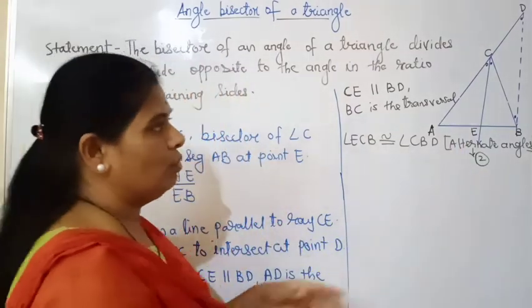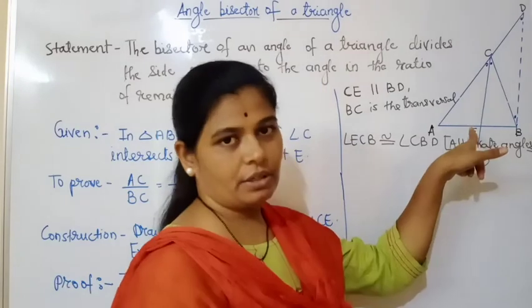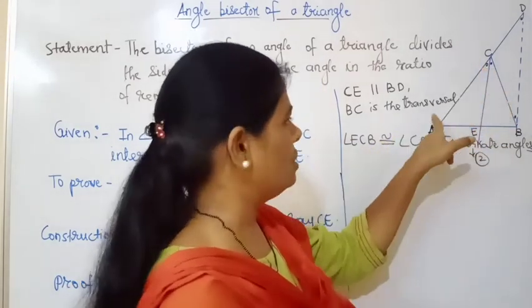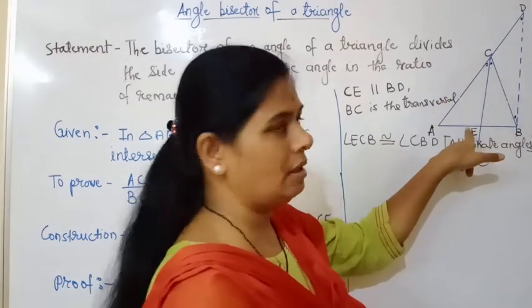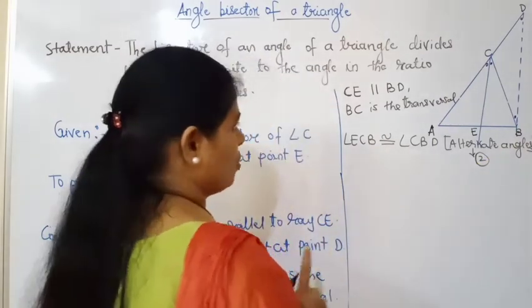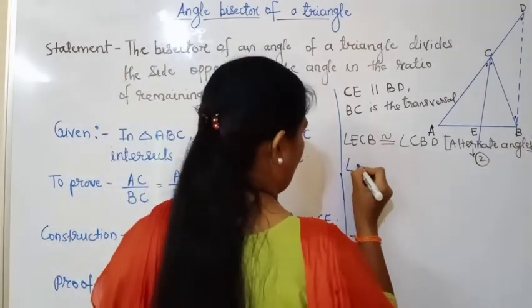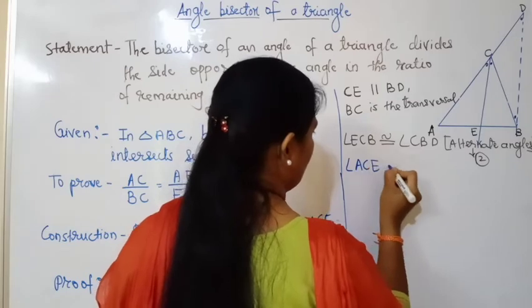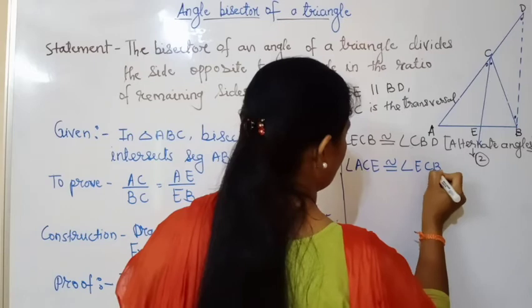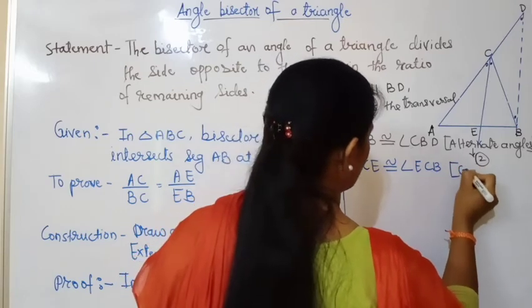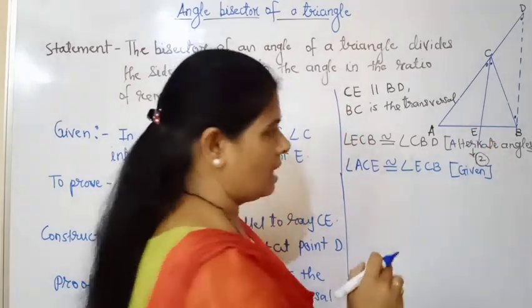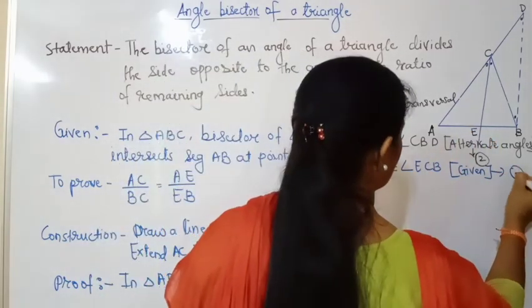Now, as all of you know, CE is the bisector. Due to this bisector, these two angles are congruent. Which are those? Angle ACE is congruent to angle ECB. So we will write here angle ACE is congruent to angle ECB. We can write the reason as given, because it is already given in the diagram that due to the bisector these two angles are congruent. We will number it as 3.